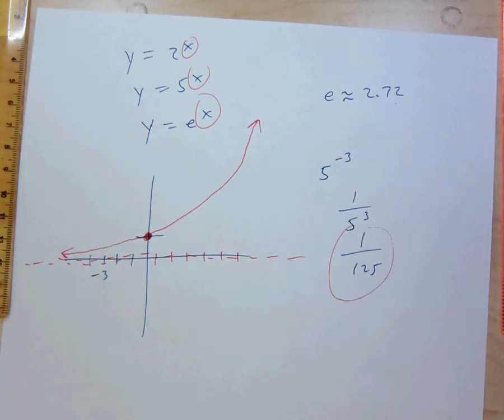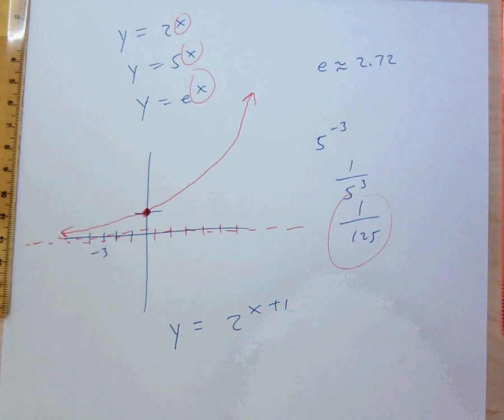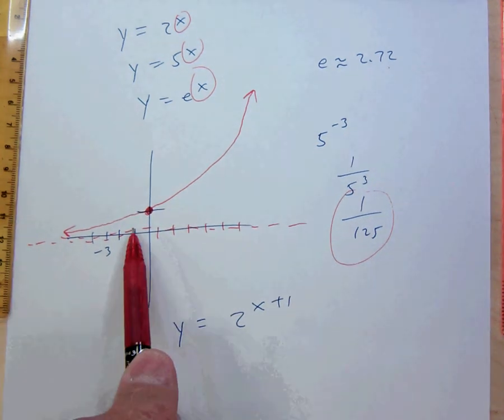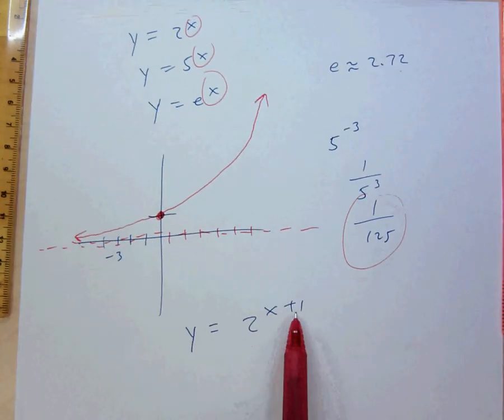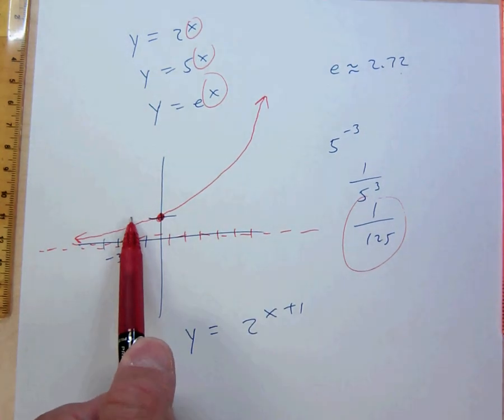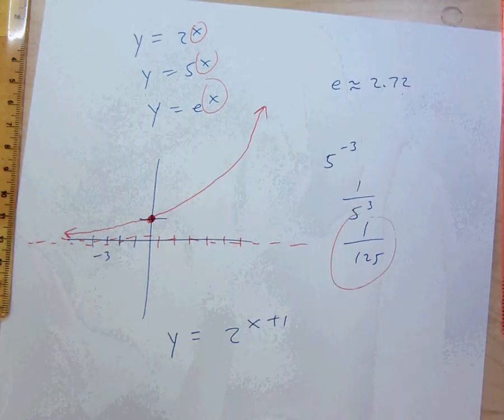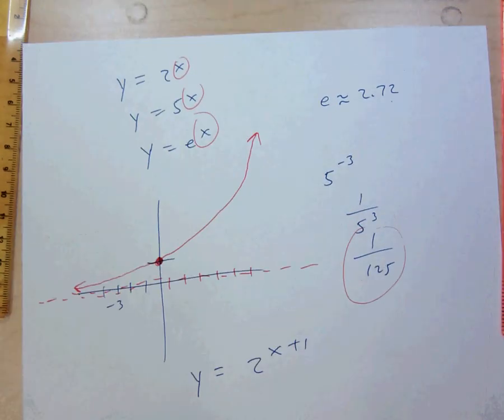Now, what happens if I start asking you this? What if I put a +1 on the inside? What's that going to do to the memorized graph? It's going to move everything 1 to the left. So that point's going to move 1 to the left. Is the asymptote going to change? Nope. So you're just going to move that point 1 to the left and then just recopy it the same way. Got it?